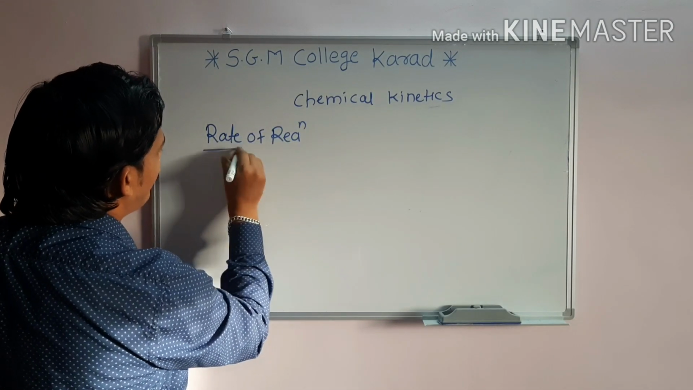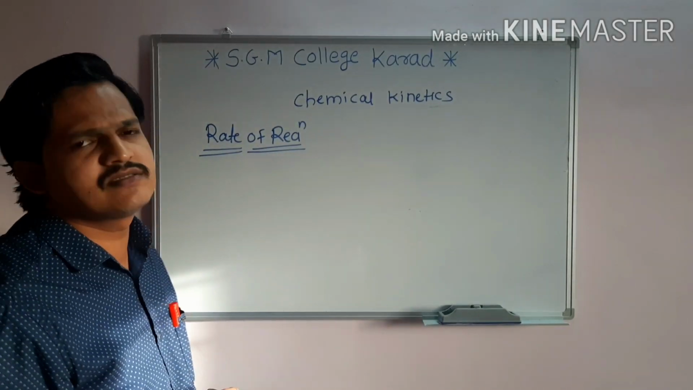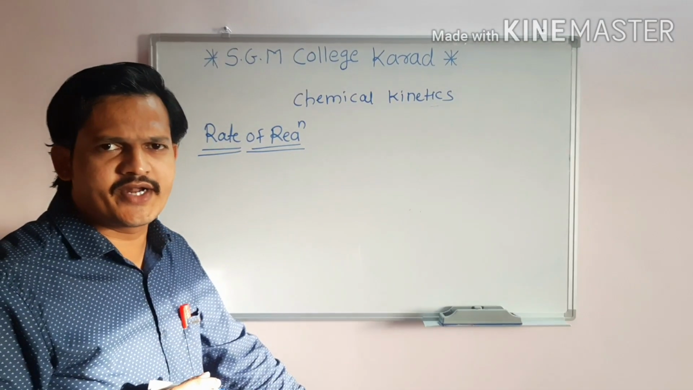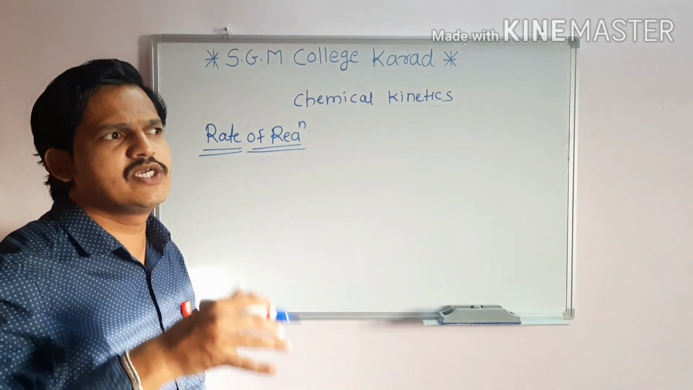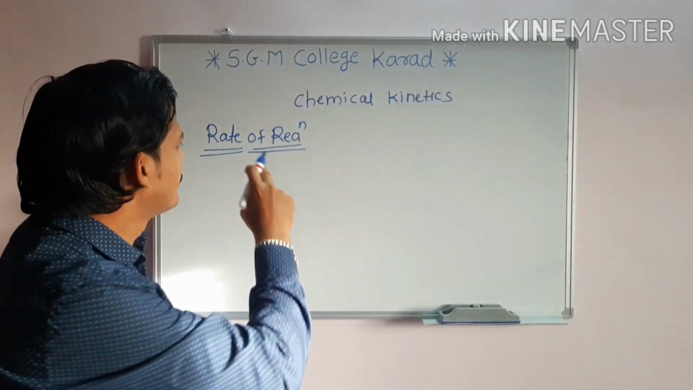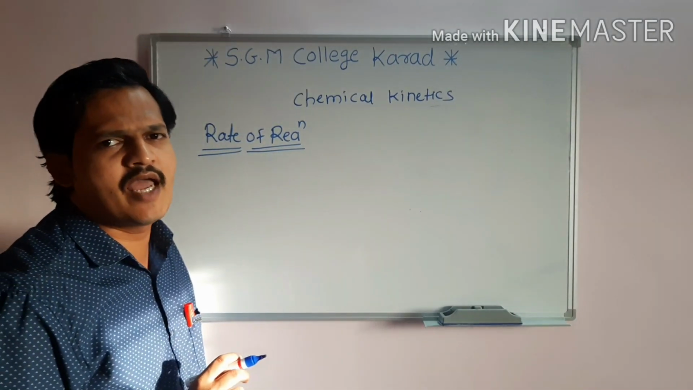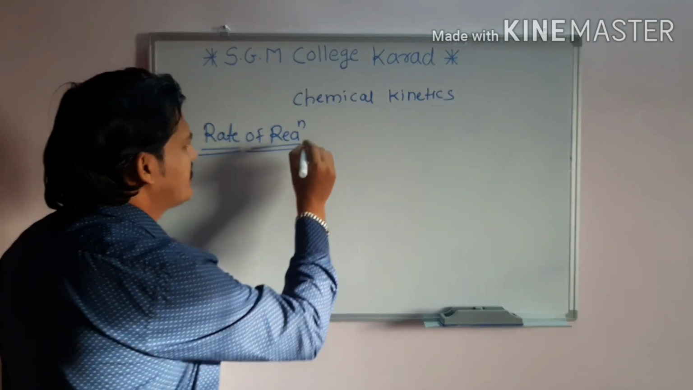Okay. Now what is the rate of reaction? Rate of reaction means how rate of consumption of reactant takes place and rate of formation of product takes place is known as rate of chemical reaction. Alternatively, I am giving you another concept of rate of reaction in detail.